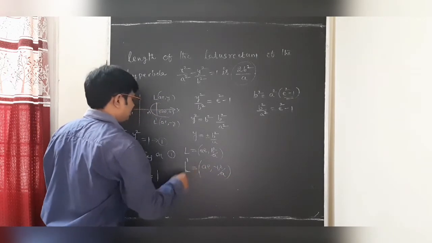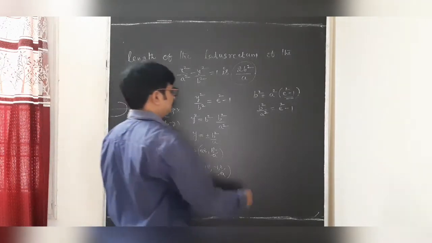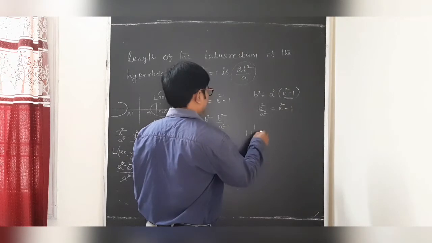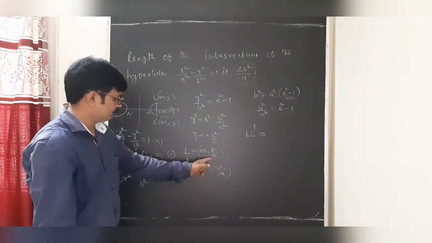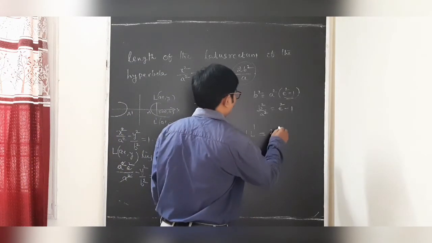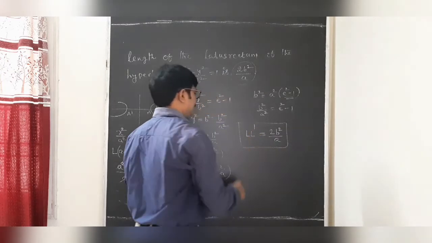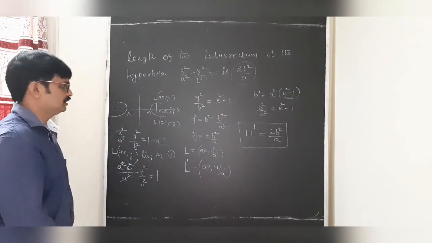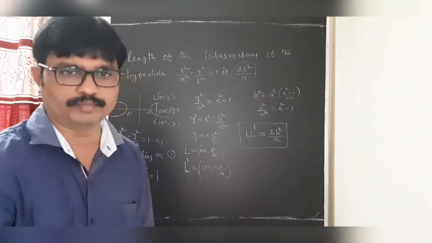Now, students, the length of the latus rectum is LL dash, which can be written as ae minus ae, that is 0, and minus of minus is plus. This can be written as 2b square by a. This is the length of the latus rectum. Dear students, the length of the latus rectum for the hyperbola is 2b square by a.